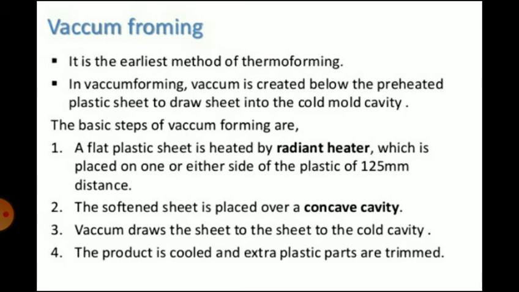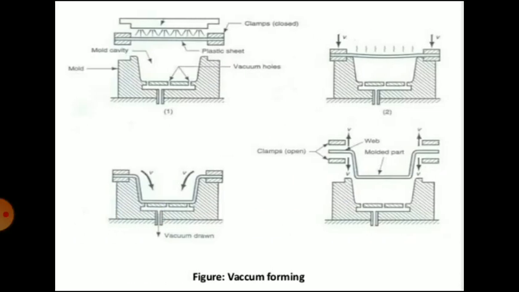The softened sheet is placed over the concave cavity. Then the vacuum draws the sheet to the mold cavity. Against the mold cavity, the product is then cooled and extra plastic parts are trimmed. So this is a process you can see.